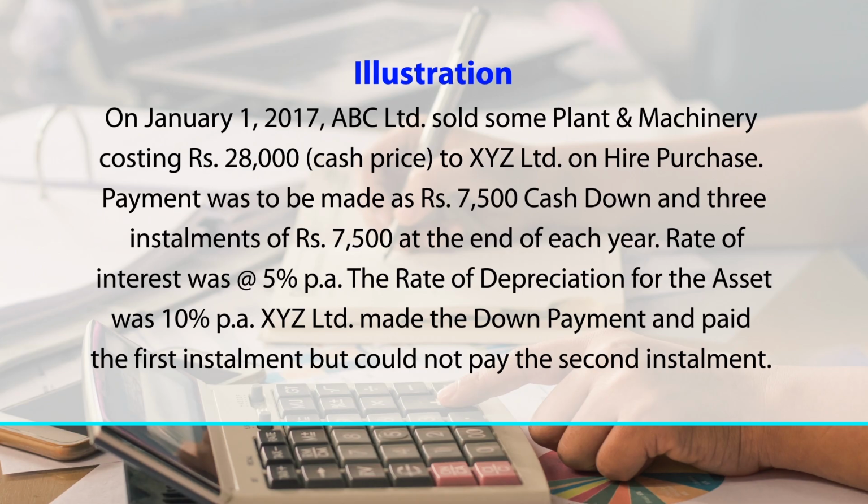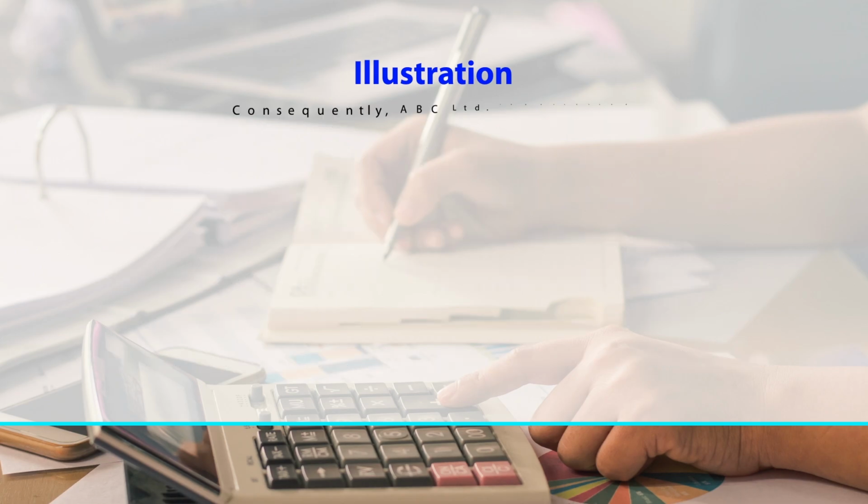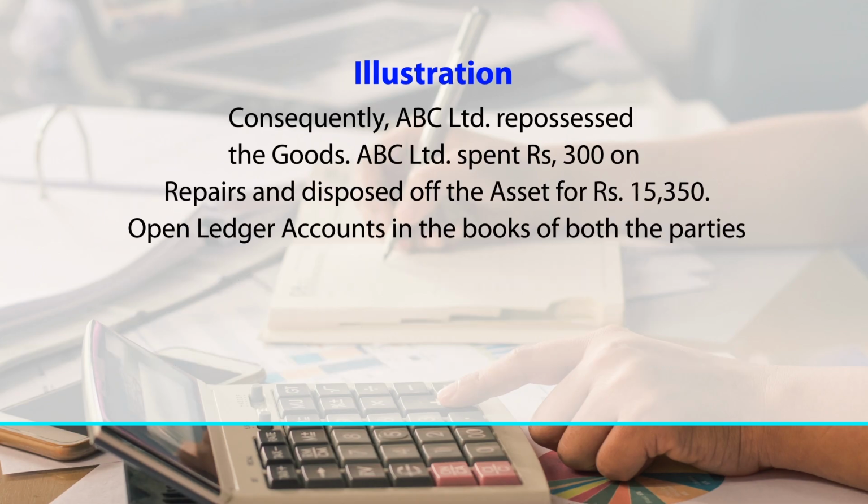XYZ Limited made the down payment and paid the first installment, but could not pay the second and third installment. Consequently, ABC Limited, that is the hire vendor, repossessed the goods. He decided to take the entire goods back and spent rupees 300 on repairs and disposed of the assets for rupees 15,350. Open ledger accounts in the books of both the parties.